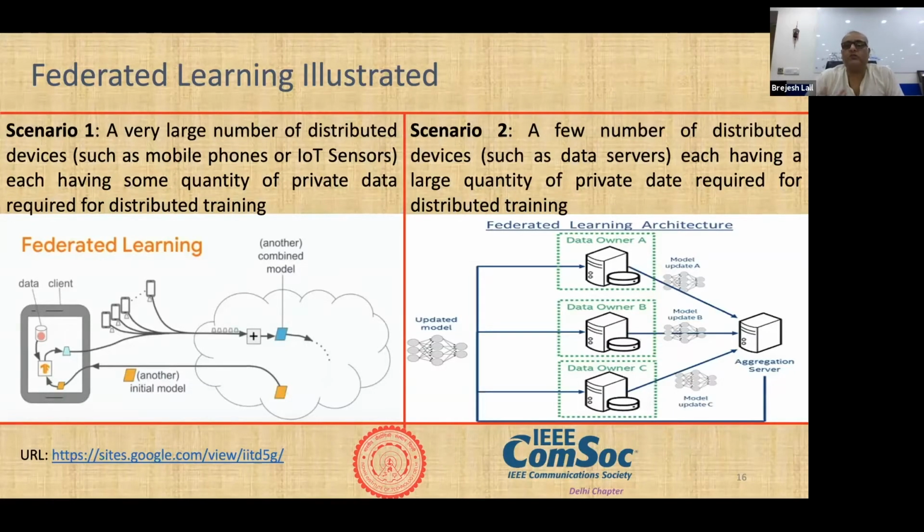The other scenario is you have a large number of distributed devices, and each one of them has a large quantity of private data. That private data is trained individually, and individual inferences are then aggregated in a central server to give you the final result.